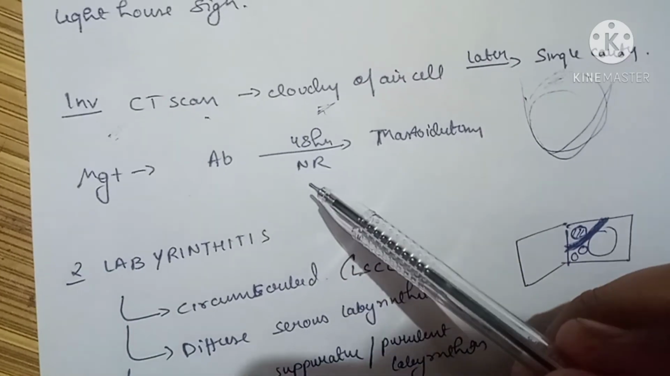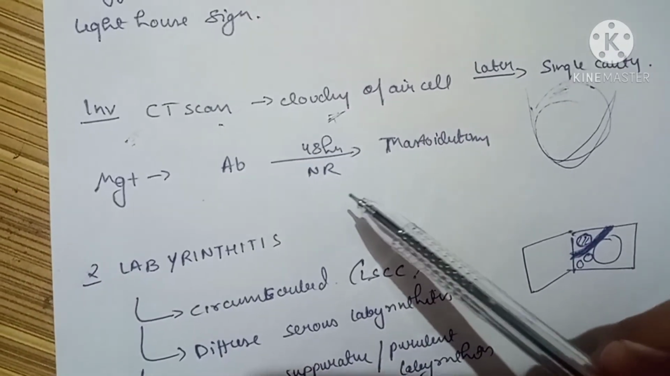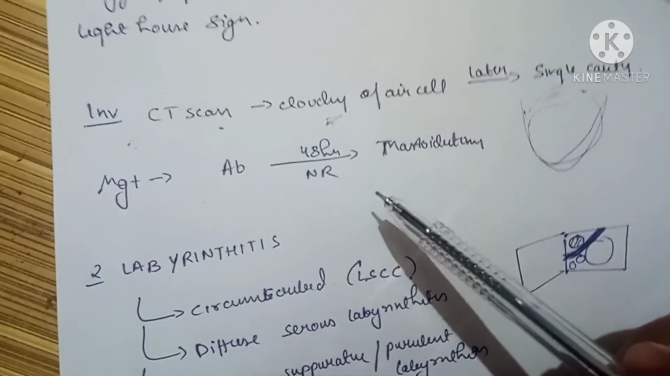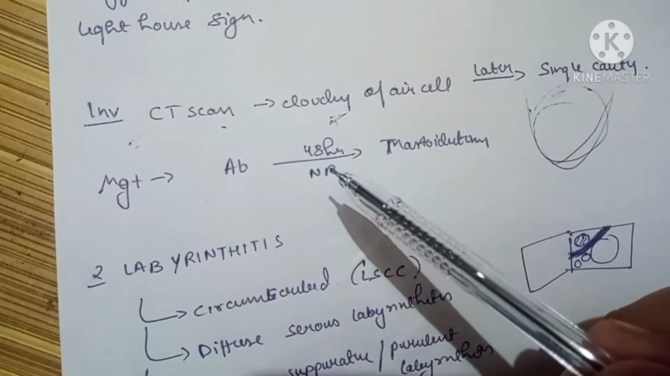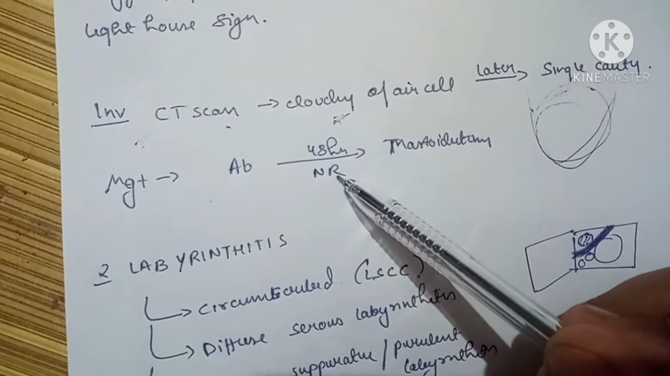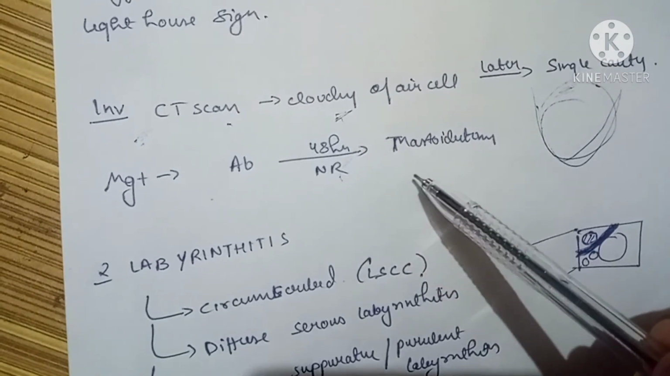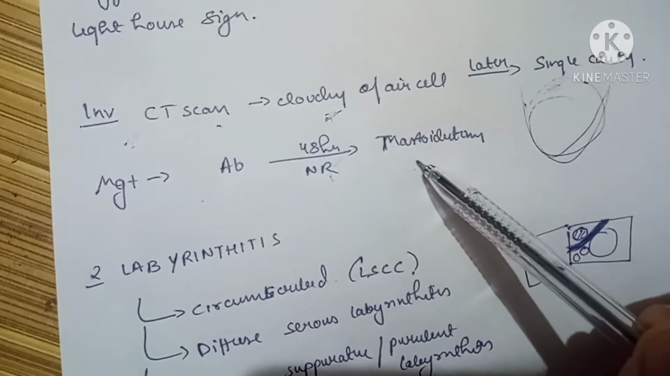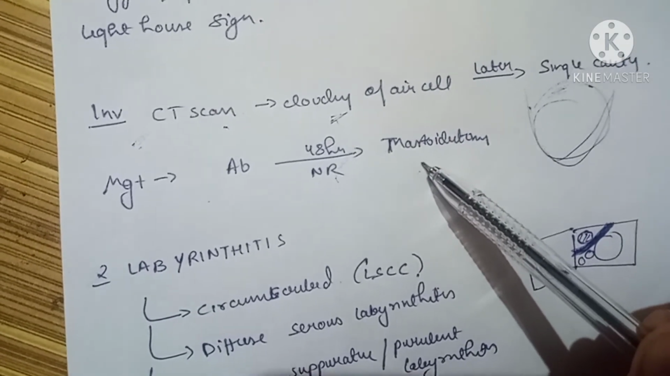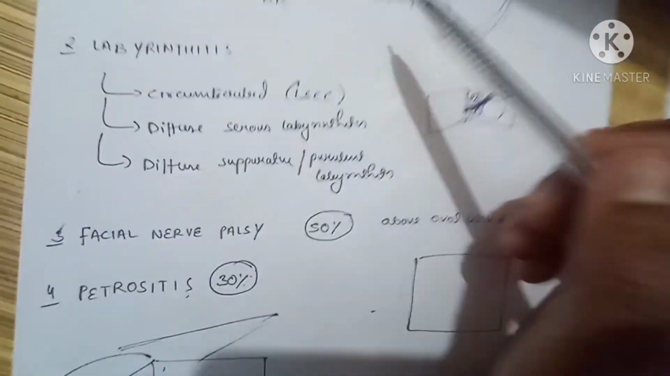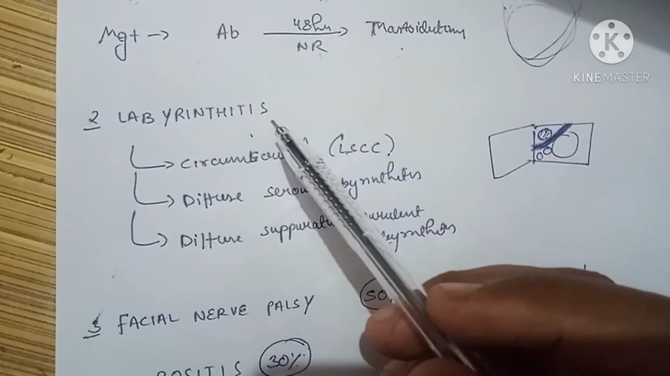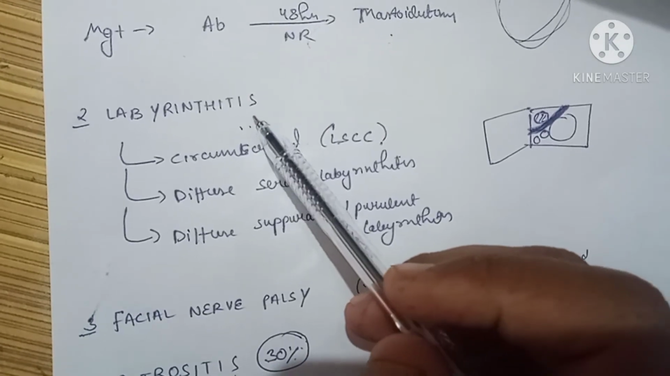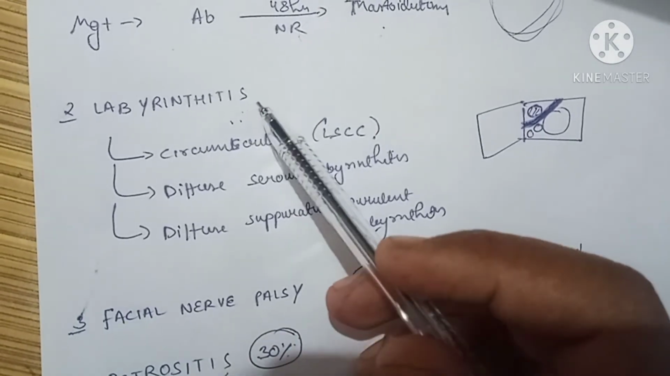Management is that we give IV antibiotics, and wherever there is pus we have to drain it, as we know. When there is no response in 48 hours of antibiotic treatment, we go for cortical mastoidectomy for removing the disease from the mastoid. Now let's talk about the second complication that can occur as an extracranial complication, that is labyrinthitis.